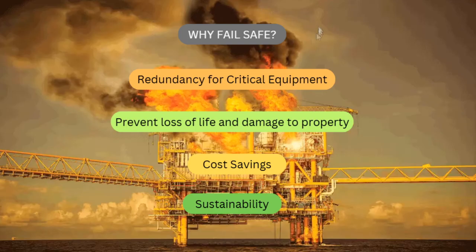So now, why do we have fail-safe in oil and gas if we already have safe life design? Even in safe life design, there's always something that can go wrong. It's a low probability, but there are things that can malfunction. So therefore, we need redundancy for critical equipment, because if these equipments fail, it can incur an extreme cost to the company as well as to the environment.